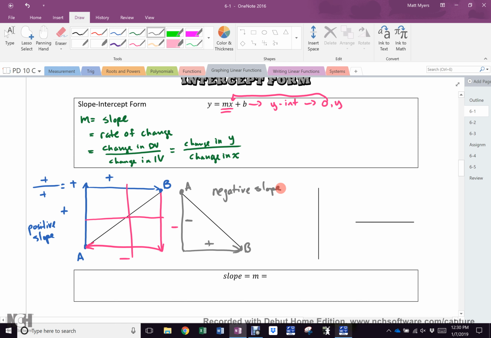Everyone understand? Do we ever have to have a number for the slope? You will. We'll get to that. This is the concept behind it. It's kind of like trigonometry.